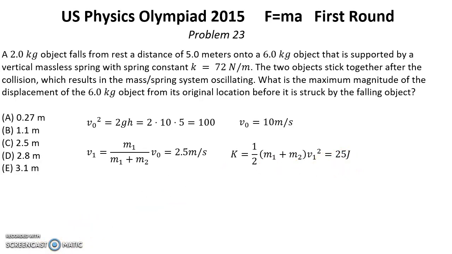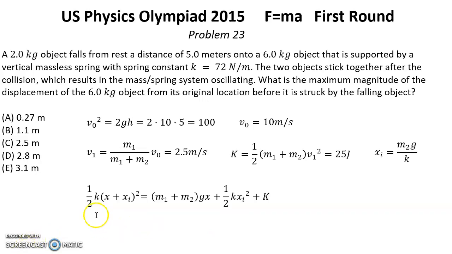Last step, we can use energy conservation. For that we have to find the initial compression for the spring, which will give us the initial potential energy of the spring. x initial equals m2 g over k. And now we can write the energy conservation. We have a final potential energy for the spring equal to 1/2 k (x plus x initial) squared.